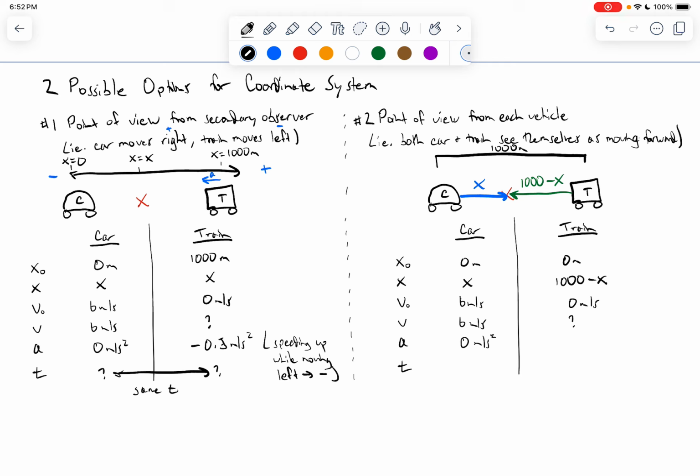And when we think about the acceleration, this is where we have to be careful: what are we calling the positive direction from the point of view of the train? The train sees itself as moving forward, in the positive direction. So the train is thinking, I start from rest, I start to speed up as I'm going forward. It's going to be a positive 0.3 meters per second squared acceleration. Again, positive because it's speeding up while moving forwards, which we're defining as its positive direction.